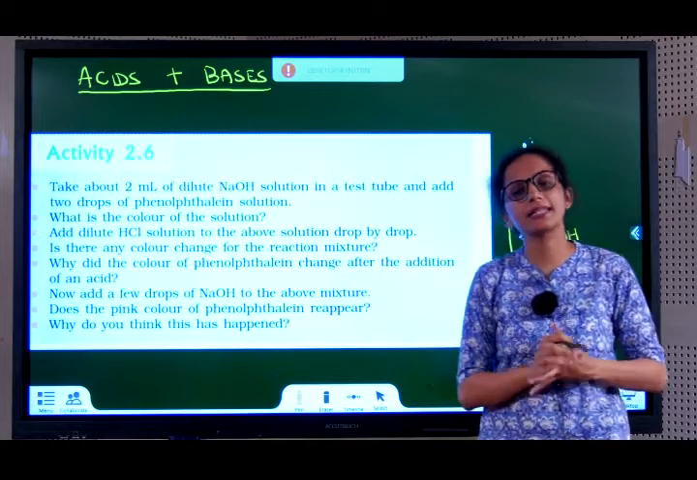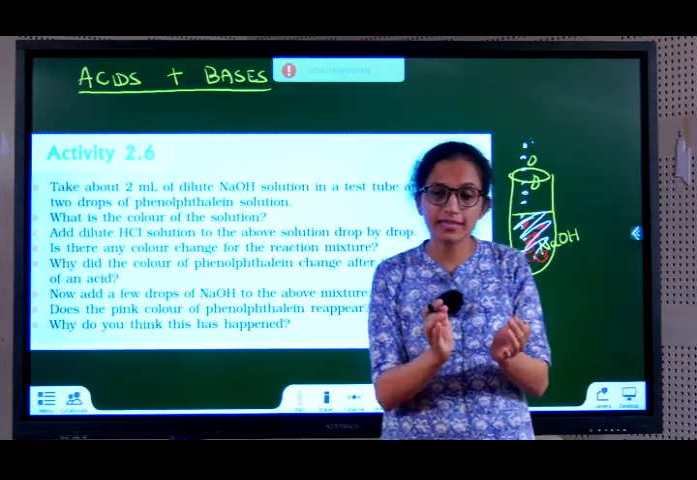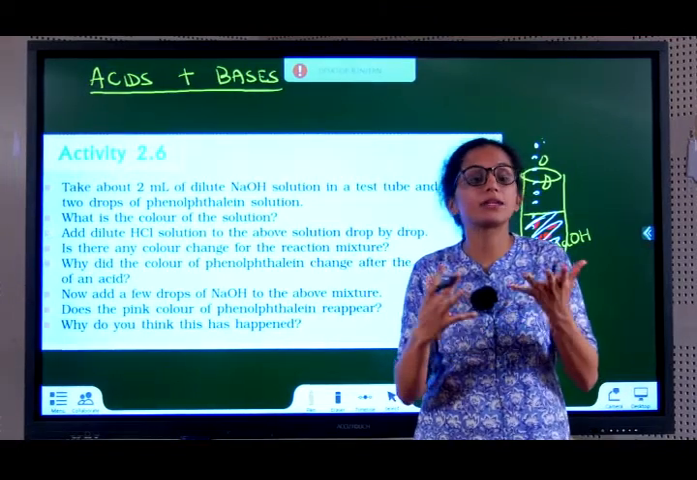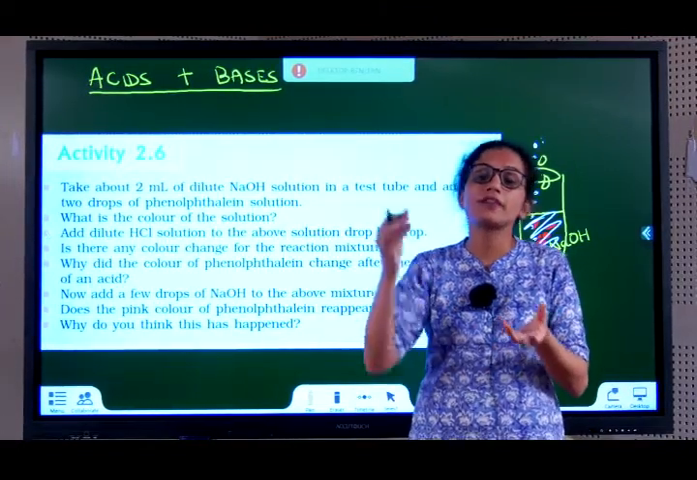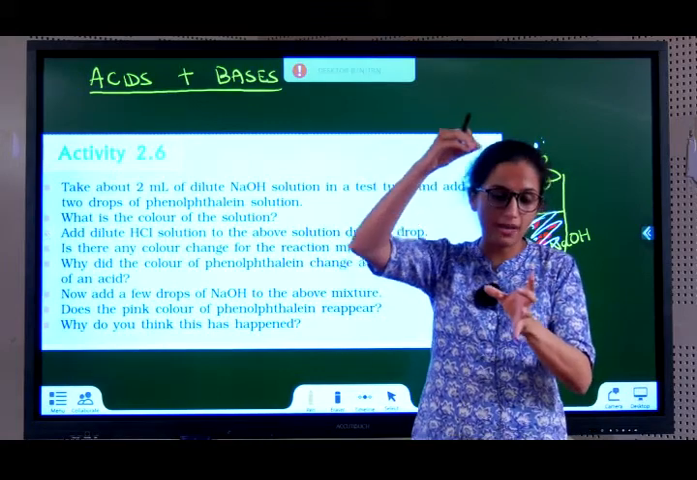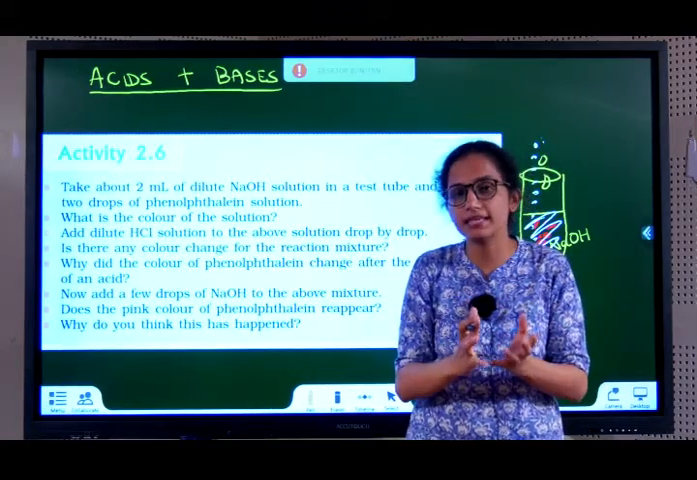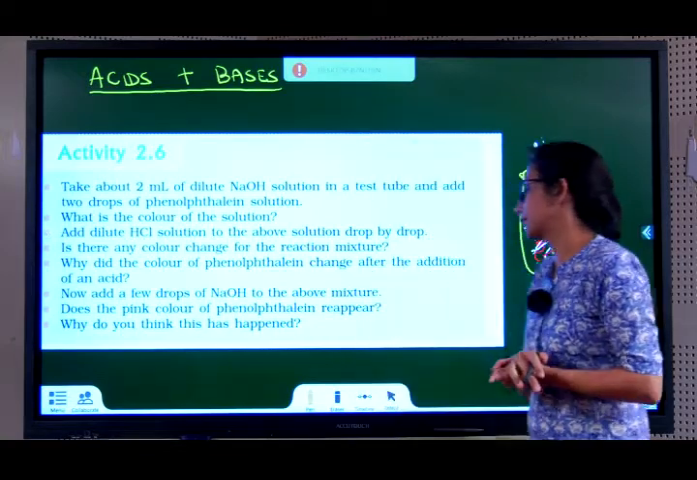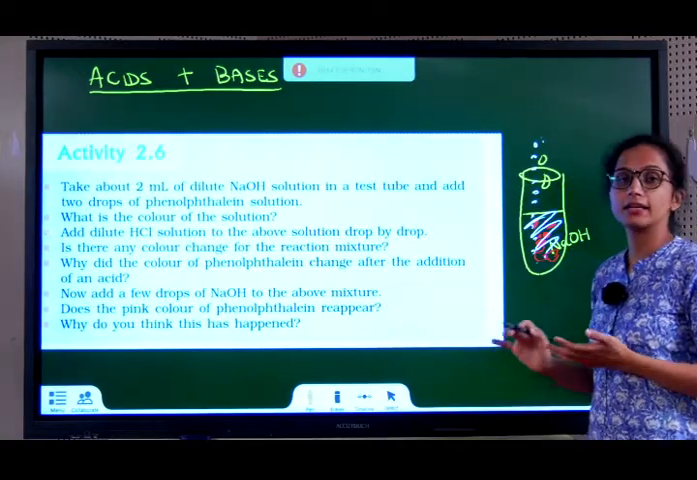Why do you think it happened? Because the solution is basic again. The solution was basic, it was pink. I added acid to it, it became colorless because it became a neutral substance. Now if I add base again, the solution again became basic. The phenolphthalein color will again show which color? Pink color. I hope this activity is clear.